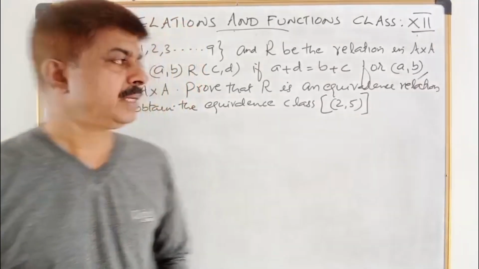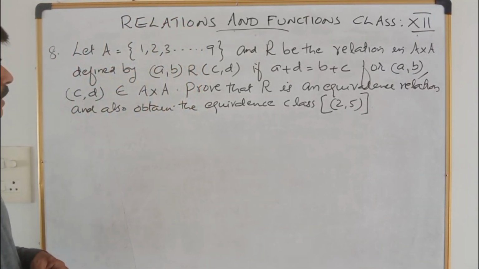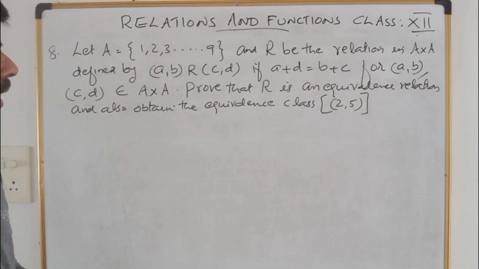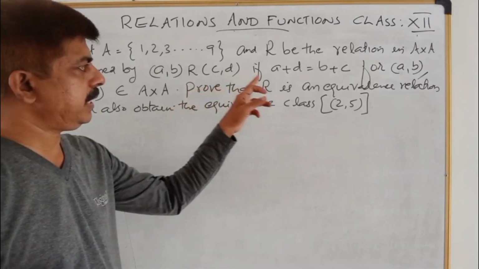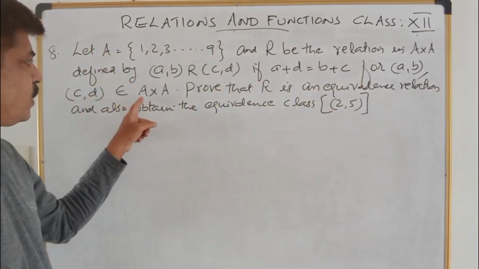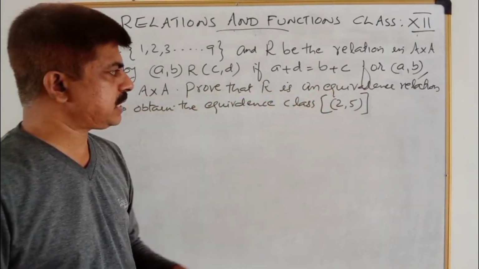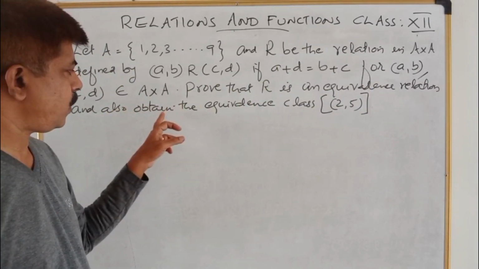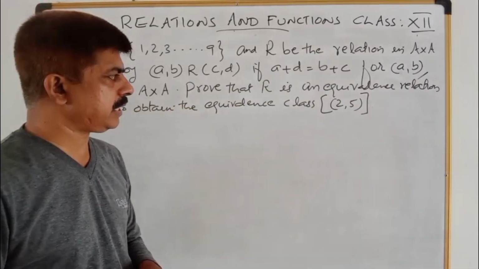Okay, here is our 8th question. Let A be the set 1, 2, 3, up to 9, and R be the relation in A cross A defined by (a, b) related to (c, d) if a plus d equals b plus c, for all (a, b) and (c, d) belonging to A cross A. Prove that it is an equivalence relation, and also obtain the equivalence class containing (2, 5).